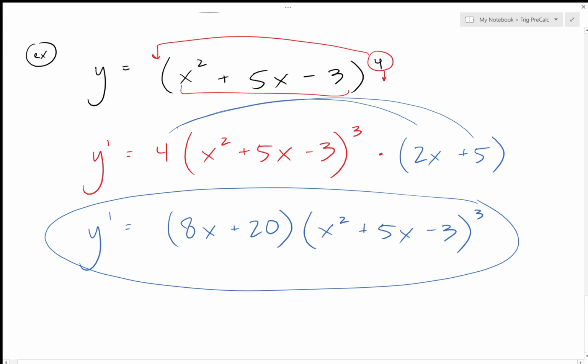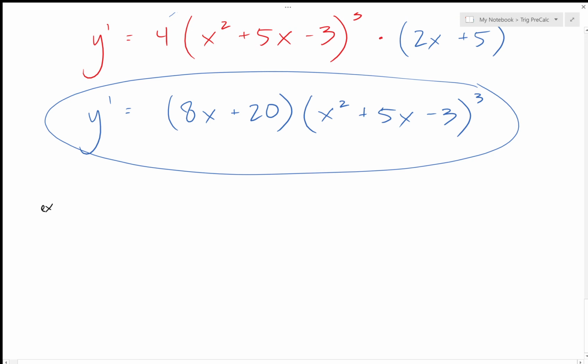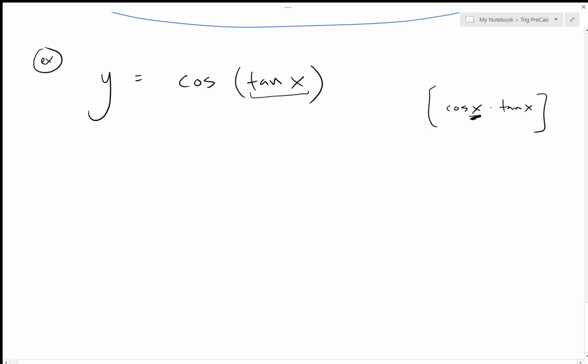Let's get into our trig functions. So for example, let's find the derivative of cosine of tangent x. Now notice this is different. Now I'm just going to make a note over here. Previously we had cosine x, tangent x. The difference here is that x. That's what the cosine is of. This time you see there's no x there. The tangent x is representing what's inside cosine. So this is built into each other.